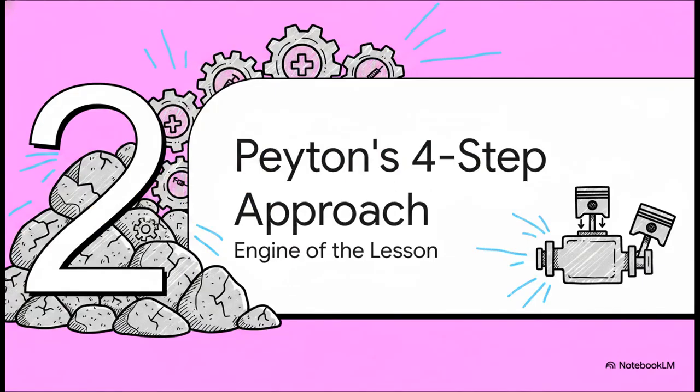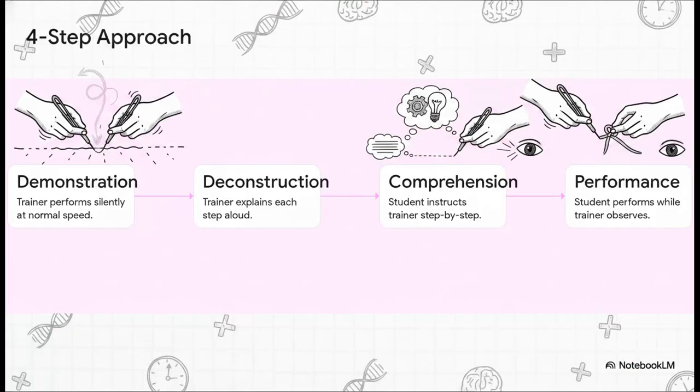Let's move right into Section 2, Peyton's 4-step approach, which is really the engine of the lesson. This is our first pillar, and it builds a rock-solid foundation for teaching clinical skills. Picture your simulation lab. How do you actually transfer a really complex psychomotor skill? Well, step 1 is demonstration. The trainer just performs the basic suturing silently at normal speed. This gives the student a real-time mental model of what fluid competence actually looks like.